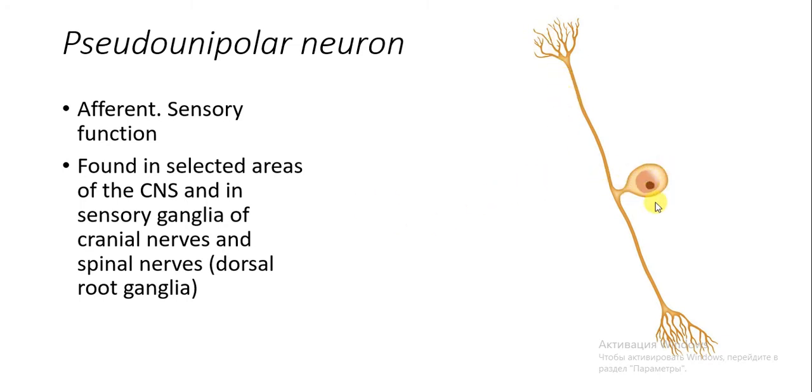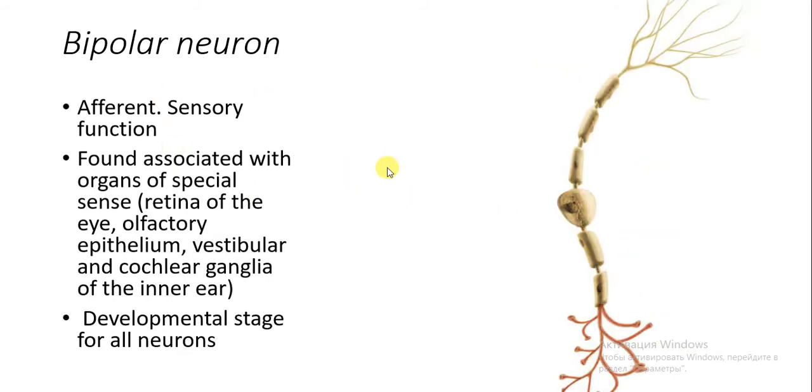And the bodies are present in the dorsal root ganglia. You might have heard about dorsal root ganglia in physiology. So dorsal root ganglia are typically the cell bodies of pseudo-unipolar neurons. But the axons of the pseudo-unipolar neurons are the sensory axons of the nerves. So this half of the nerves is made up of the axons of pseudo-unipolar neurons.